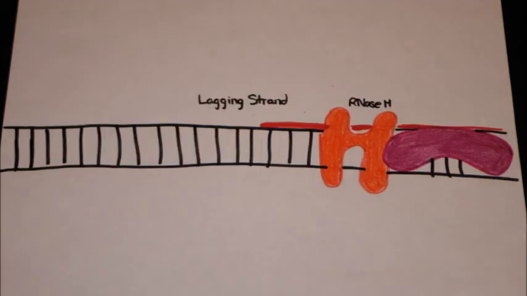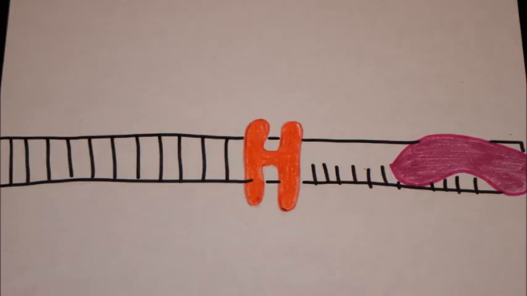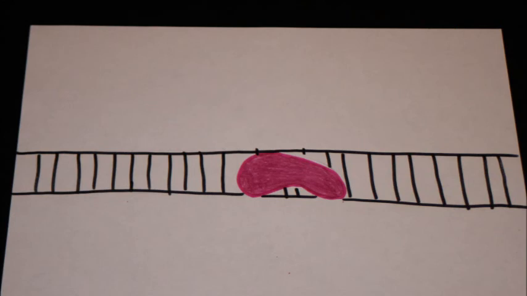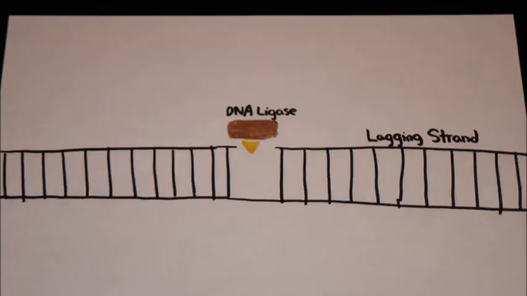First, the RNA primer must be removed from the lagging strand. The RNase H then uses RNA and DNA helicases to degrade the primers. Then, the gap that was created by the RNase H is filled in by the DNA polymerase. The DNA polymerase extends the Okazaki fragments. Finally, the Okazaki fragments are joined by DNA ligase, and the fragments are ligated.